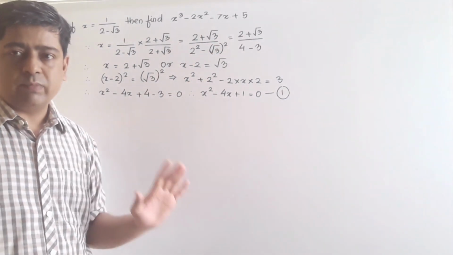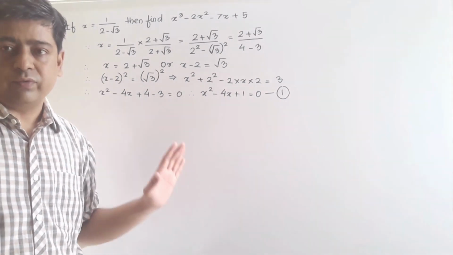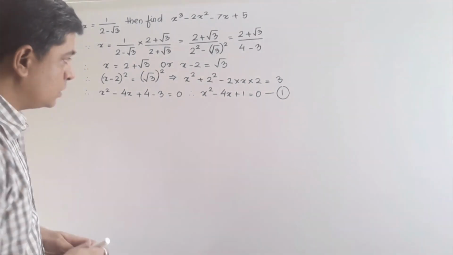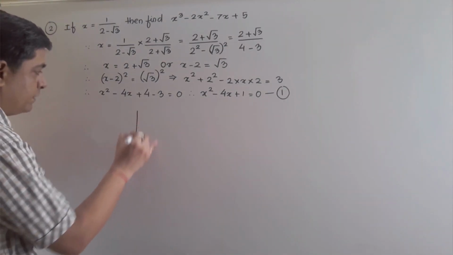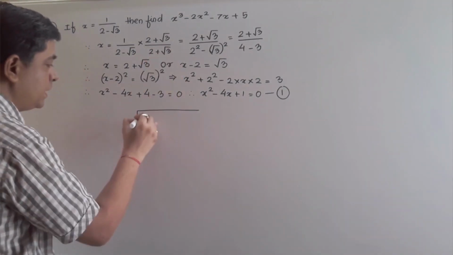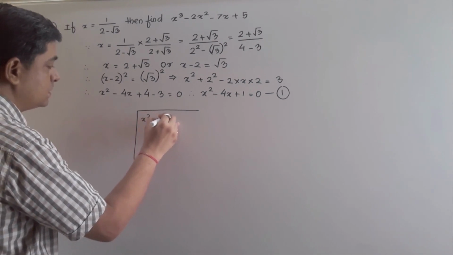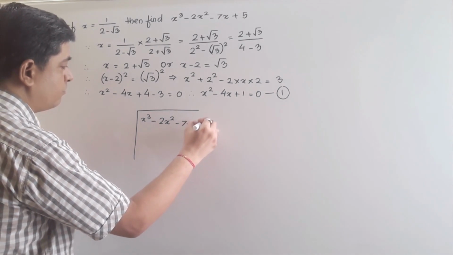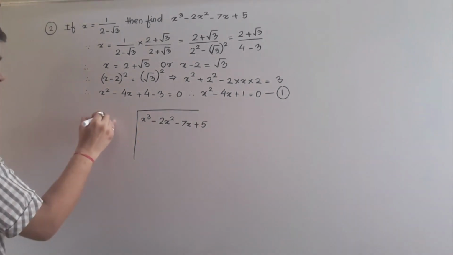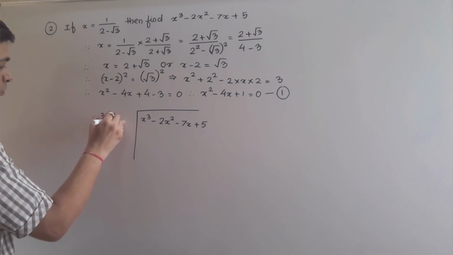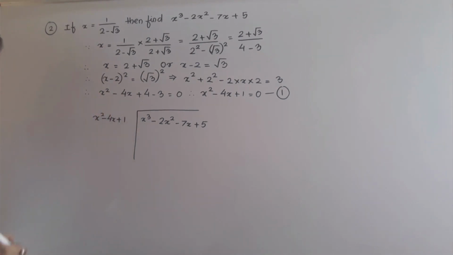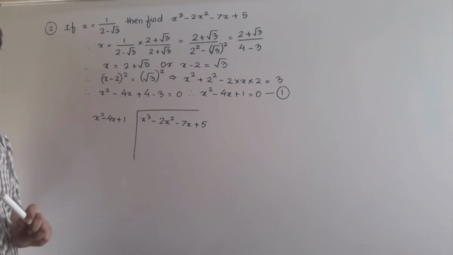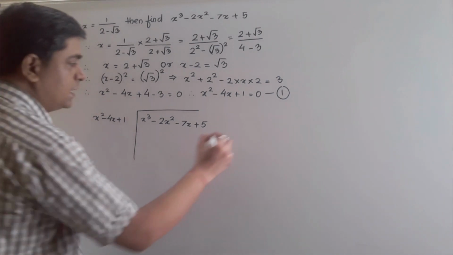Let's see, this work you can do in rough. You need not show it as a solution of your question. So now if I divide, who is my dividend here? My dividend is x cube minus 2x square minus 7x plus 5. And who is my divisor here? x square minus 4x plus 1. Since I want to divide the dividend by the divisor, observe its power. Here the first term is given as x cube.